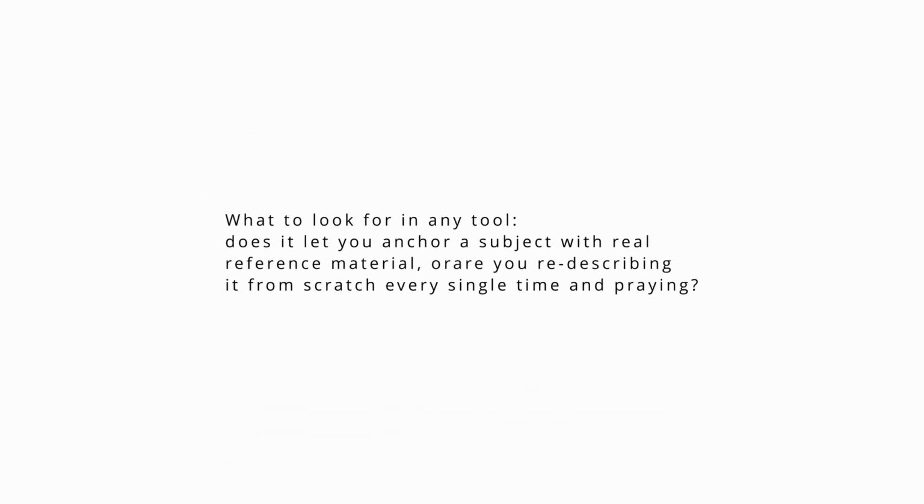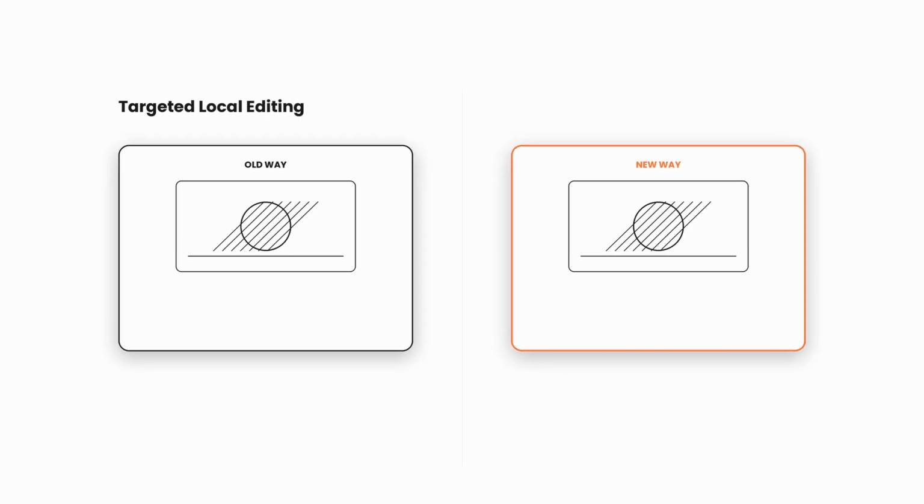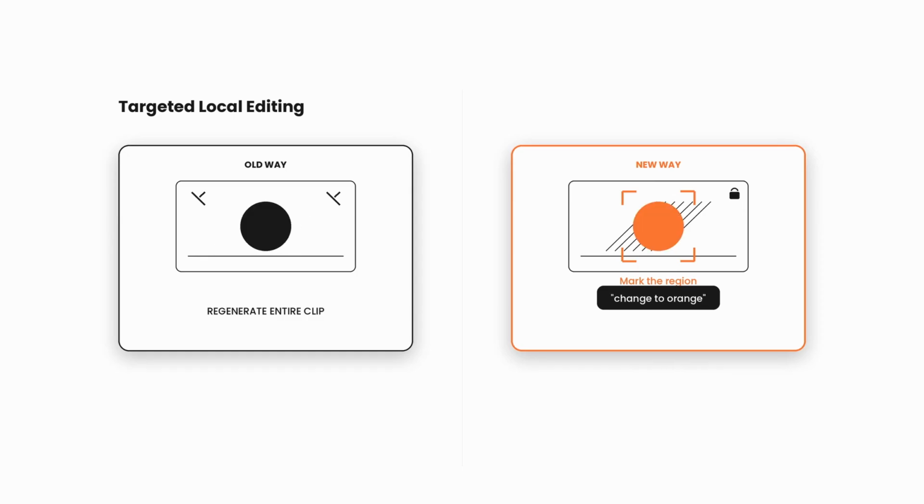Does it let you anchor a subject with real reference material, or are you re-describing it from scratch every single time and praying? Problem 3. This is the one that wastes the most time. You finally get a 20-second clip you love, except one thing is wrong. Wrong color on a product. A background object that shouldn't be there. Old workflow: you regenerate the entire clip and hope the new version doesn't break something else that was already right.